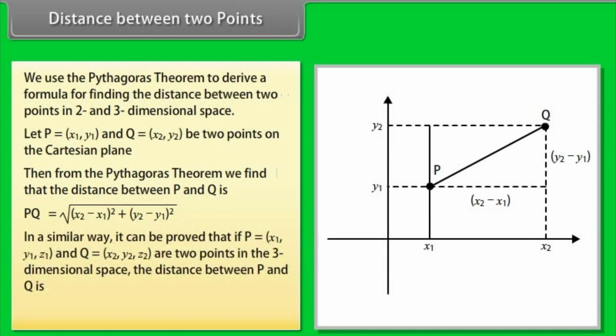In a similar way, it can be proved that if P equal to (x1, y1, z1) and Q equal to (x2, y2, z2) are 2 points in the 3-dimensional space, the distance between P and Q is PQ equal to square root of (x2 minus x1) square plus (y2 minus y1) square plus (z2 minus z1) square.